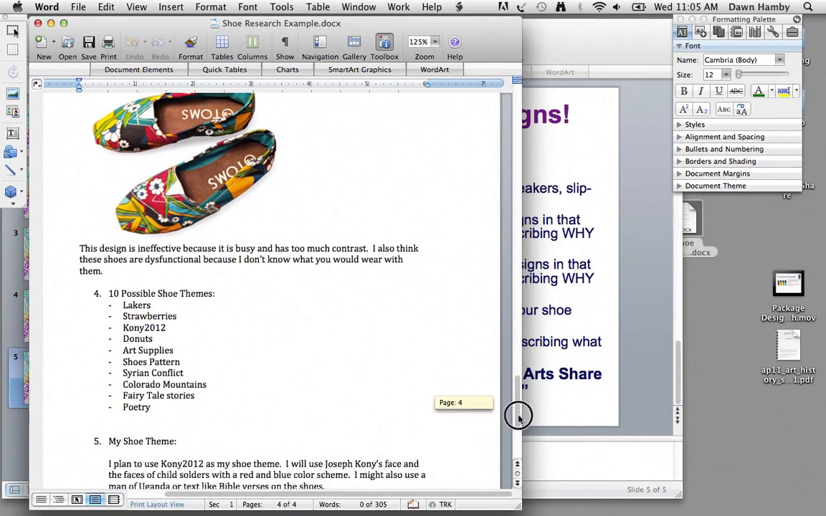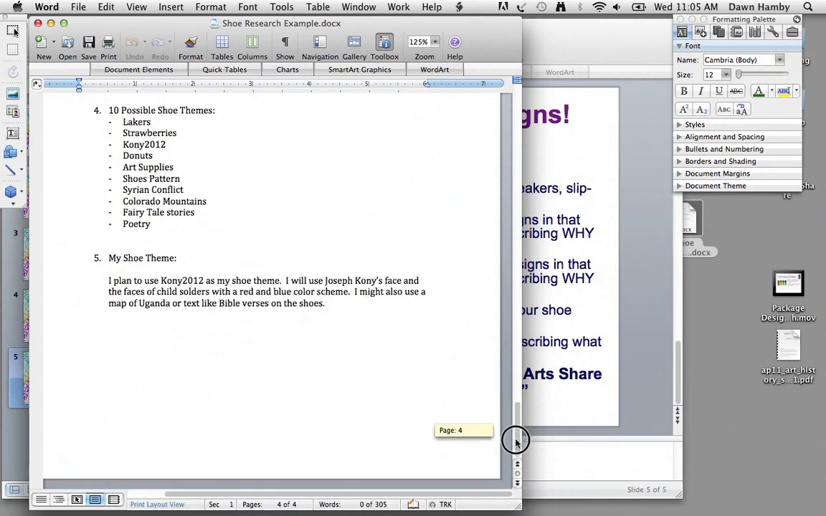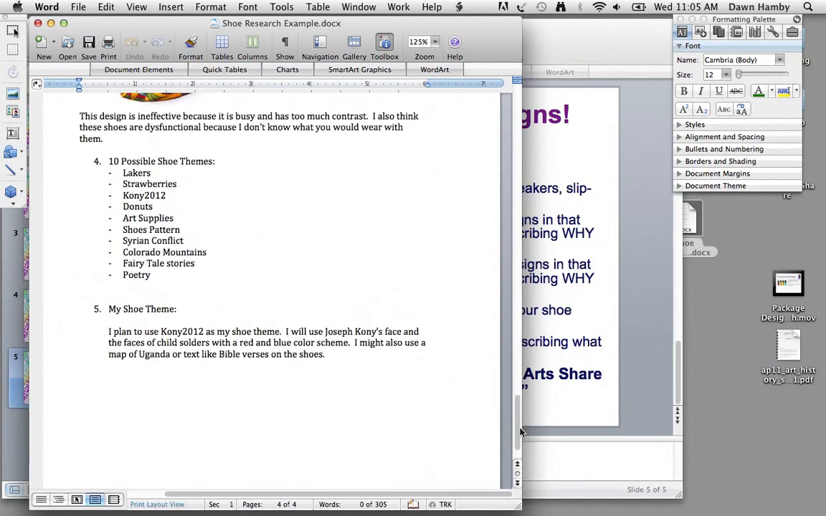So you can see when I came down here to the bottom, my shoe theme, I plan to use the Kony 2012 as my shoe theme. I will use Joseph Kony's face and the faces of child soldiers with a red and blue color scheme. I might also use a map of Uganda or text like Bible verses on the shoes. Now, that doesn't really give me an idea of what they will look like, but I just want you to describe the rough idea that you have. Your next step is going to be making a sketch, really showing me what the shoe will look like.